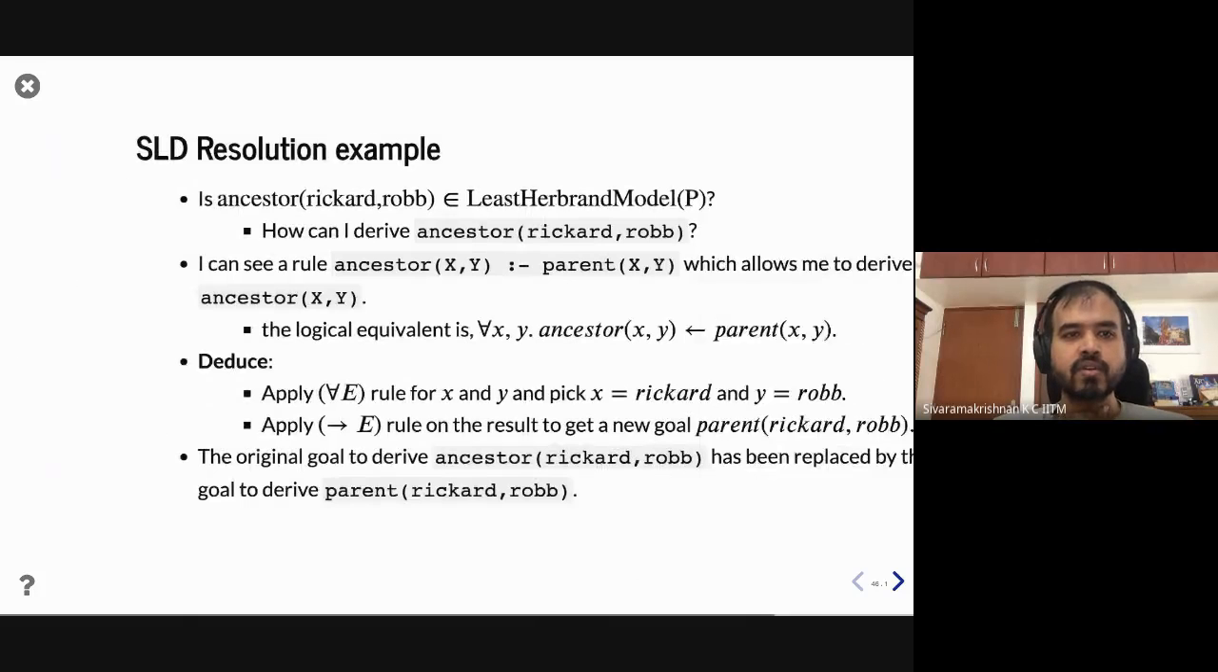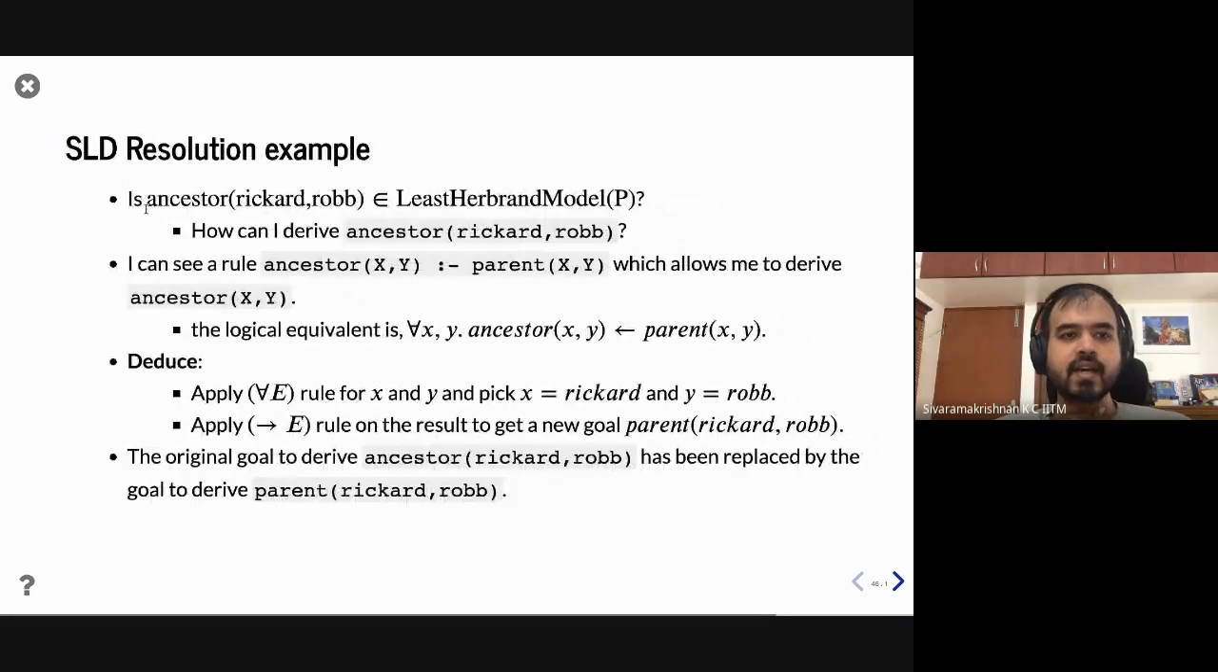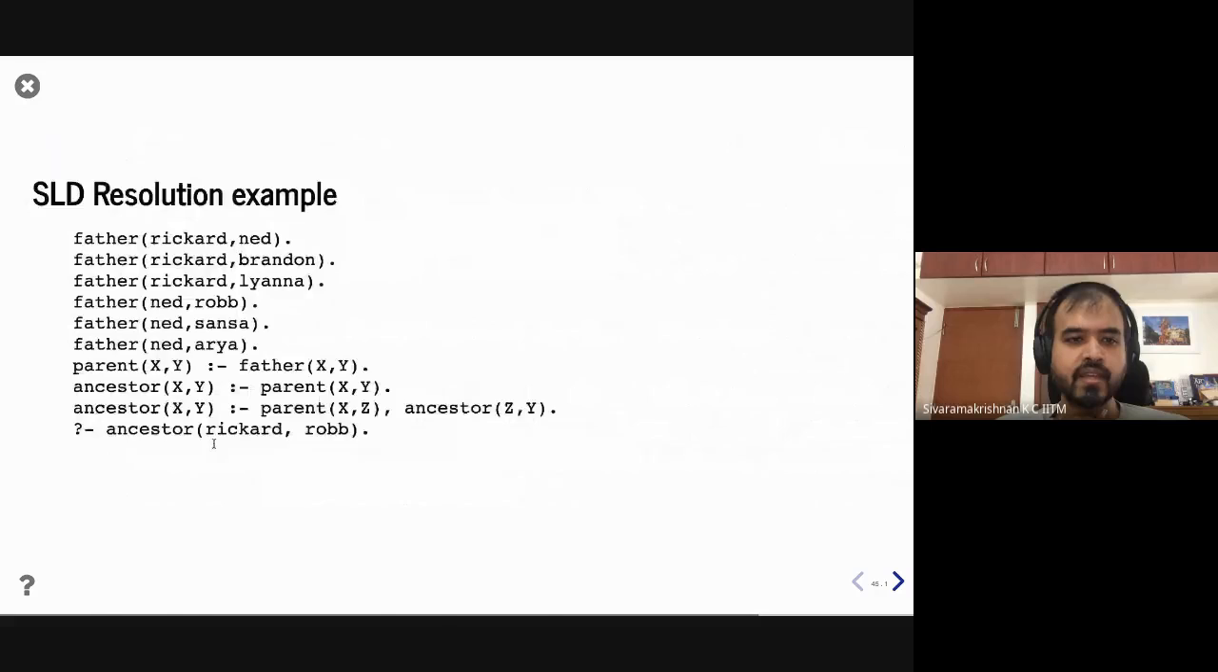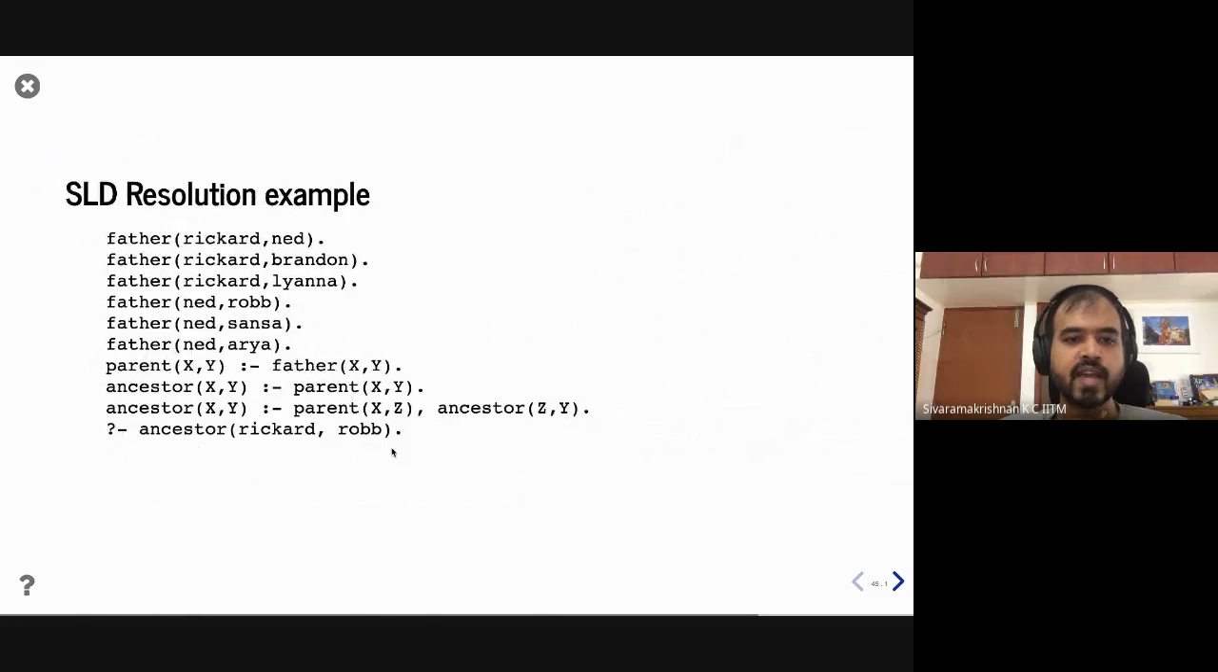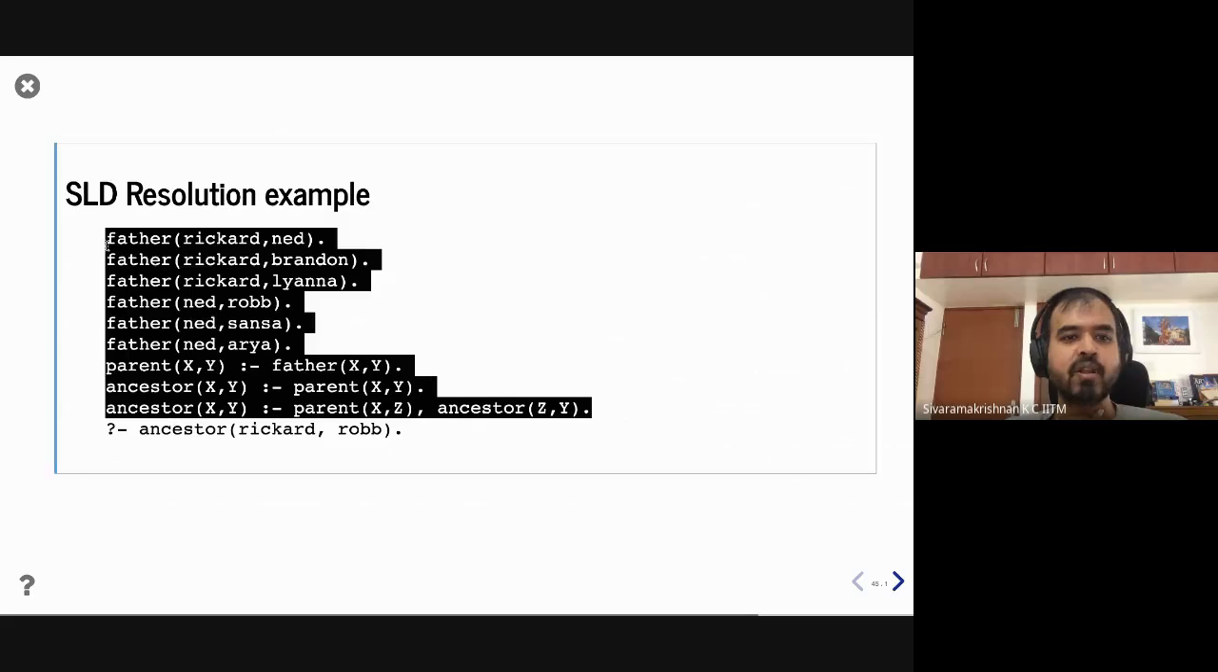So what is the query? The query says Rickard is the ancestor of Rob. The thing that you don't want to do is to compute the least Herbrand model for this program.